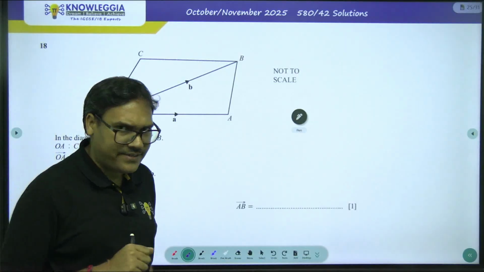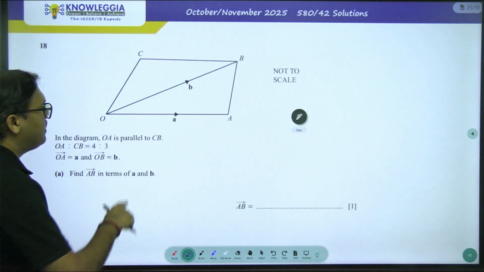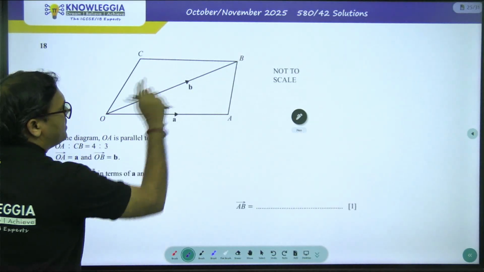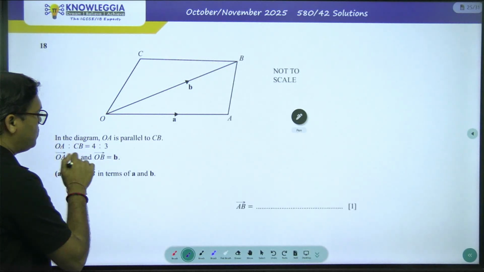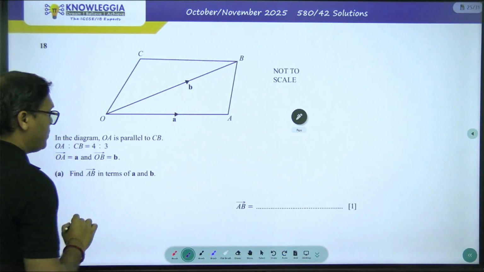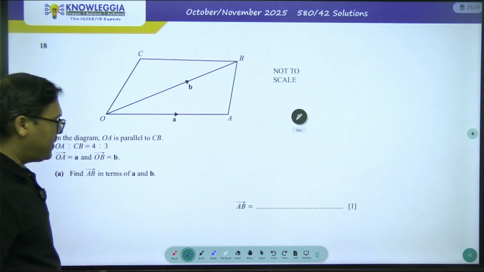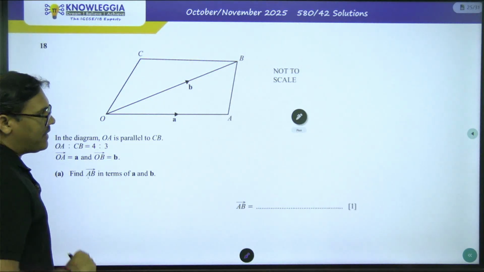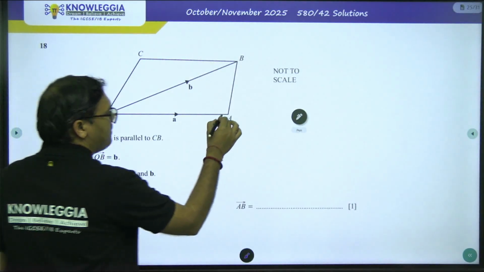Now the next question on vectors. Here we have OA vector. OA is parallel to CB. OA is to CB is 4 is to 3. OA vector and OB vector are given to you. The first one is find AB vector. So first you have to find AB vector.